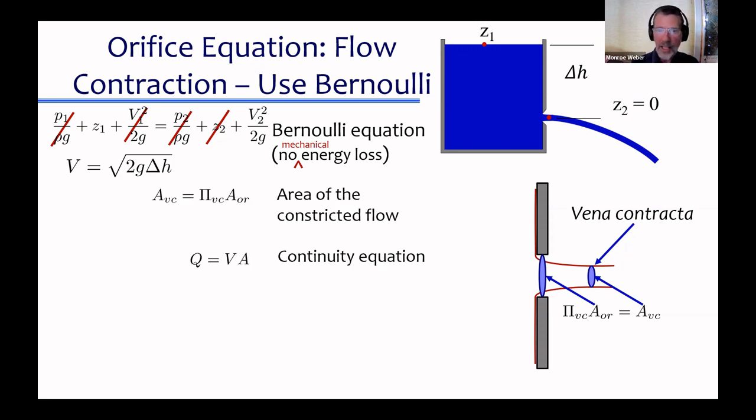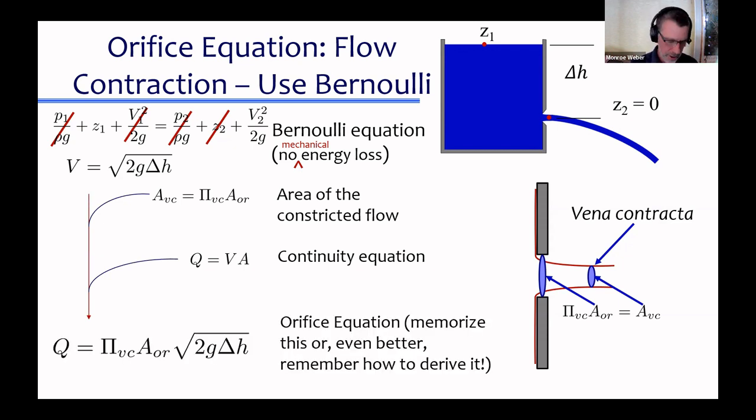So we have that equation, and we have the continuity equation that Q is equal to V times A, and we can add those two into the V equals the square root of 2GH, and we can get a nice equation for an orifice that the flow rate is equal to this vena contracta coefficient, about 0.6, times the area of the orifice. That gives us the actual area of the vena contracta times the square root of 2GH, and we're done.